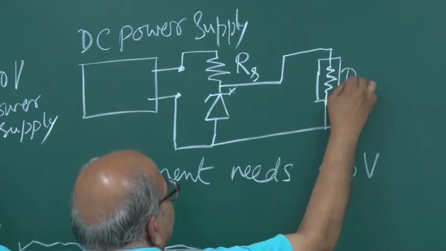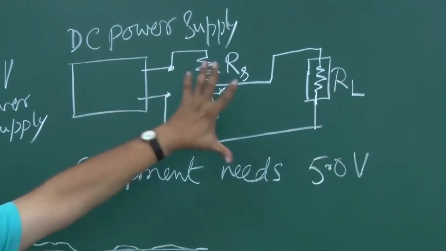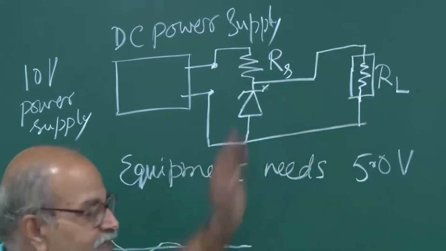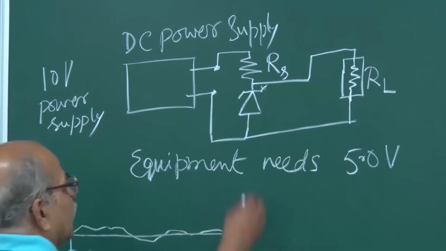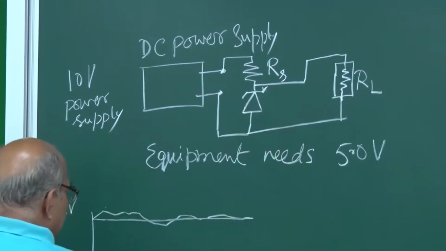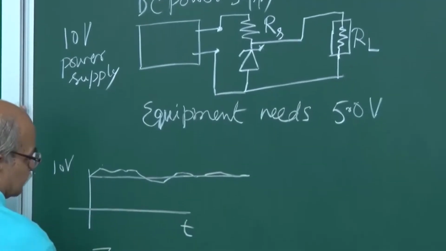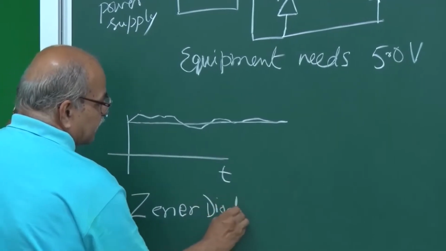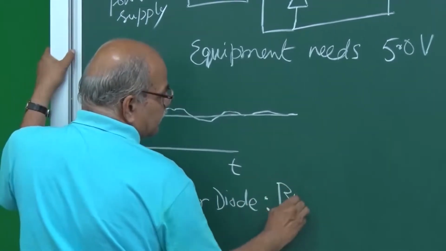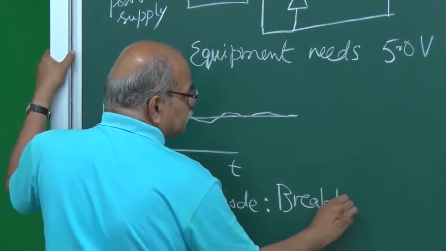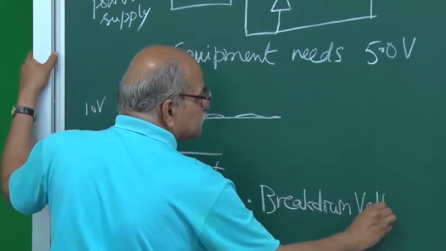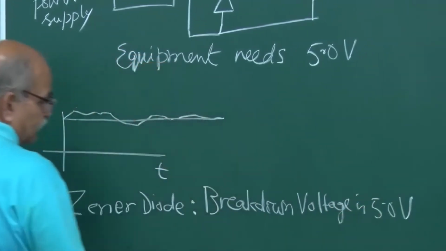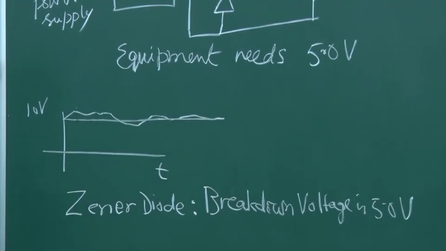So let me call this RL, load resistance. Suppose this is just a resistance, a load resistance. Whatever equipment is here is equivalent to a resistance. And this Zener diode which I am using, the specification is that the breakdown voltage is 5.0 volts. And there is one more specification which is very important.